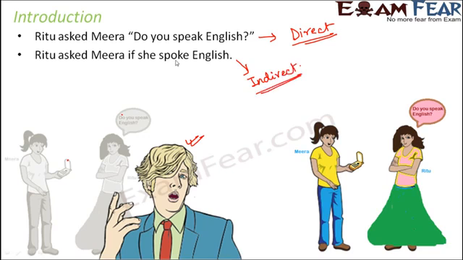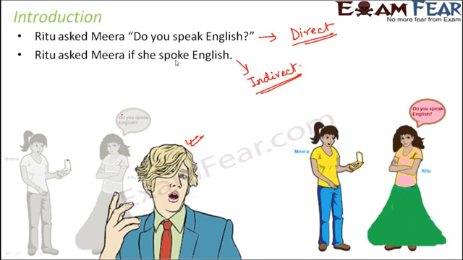Are you able to see some difference between direct speech and indirect speech? In direct speech, you have the quotations. And why do you have the double quotes? Because you are putting the question in the exact words as asked by Ritu. Ritu had asked Meera, "Do you speak English?" So you have put it in the exact words, within the double quotes. In direct speech, we always make use of double quotes because we put the exact words of the speaker as they are. Whereas in indirect speech, we do not manipulate the content, but we put it in different words.